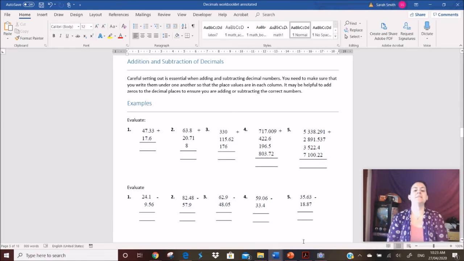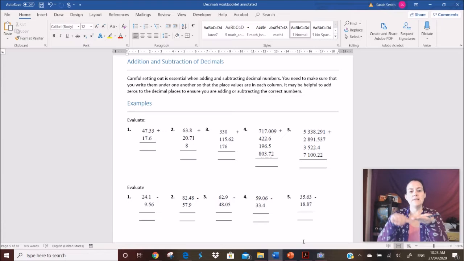Hi Year 7! Today we are looking at addition and subtraction of decimals. It is really important when we're adding or subtracting decimals that we make sure that we have set out our questions really carefully.